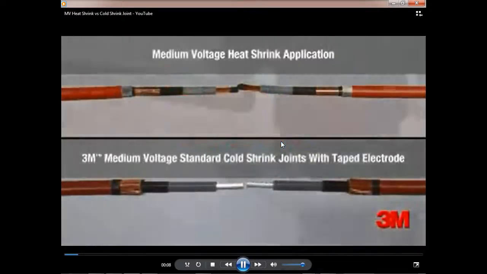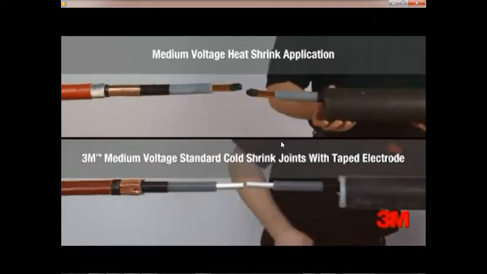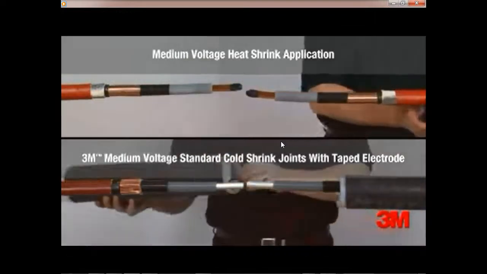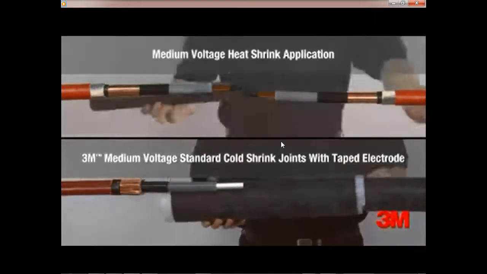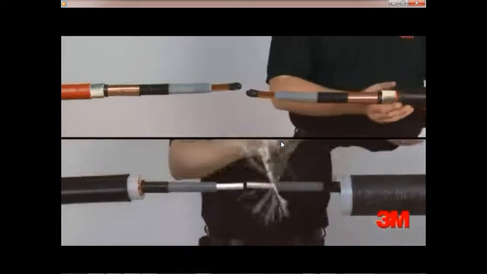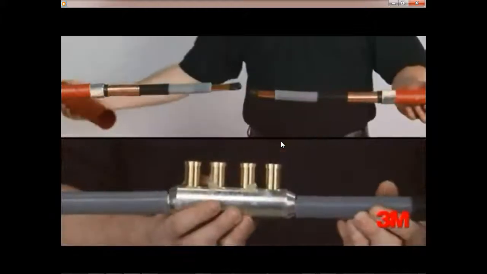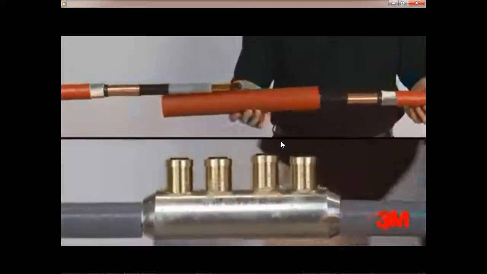3M standard cold shrink tape electrode joint offers a viable cost-based alternative to heat shrink cable jointing technology and allows for a reduction in installation steps. Unlike heat shrink alternatives, a molecular permanent set ensures constant radial pressure is exerted on the cable for the duration of the cable joint's life.